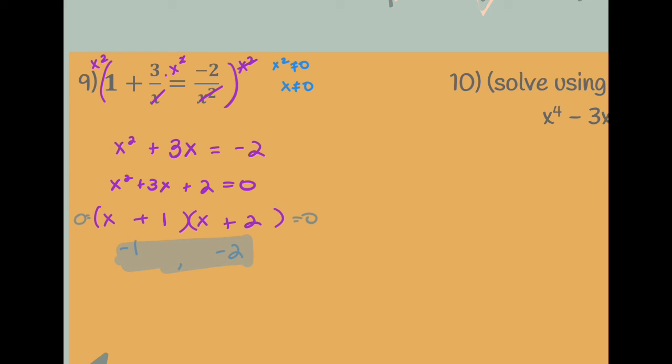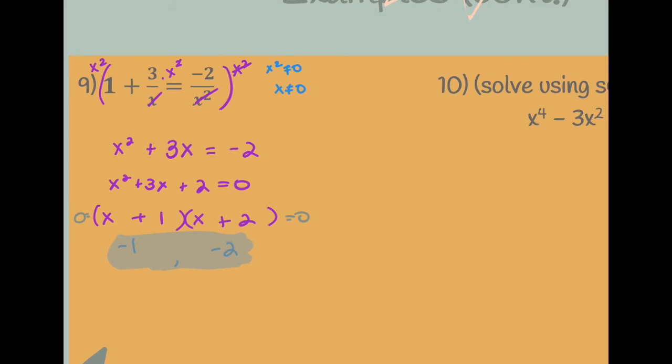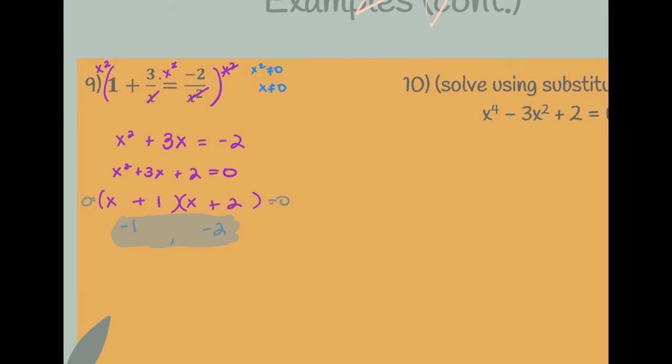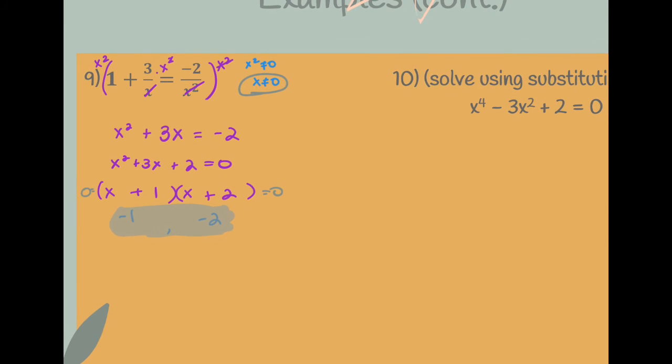So hopefully that's just a refresher, because we definitely did stuff like that in 1-2. And then obviously you want to make sure that you're checking that neither of those were 0, which is why we kept both those answers.